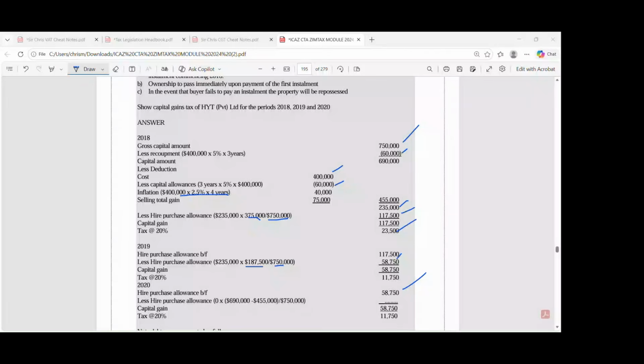So the potential recoupment is your 750, but the 750 is limited to capital allowances previously granted. So our recoupment there is 60,000, which was equivalent to capital allowances previously granted. So the 60 gross capital is the recoupment. Then on the other side, on deduction, it's the capital allowance. Thank you. All right, Prudence.